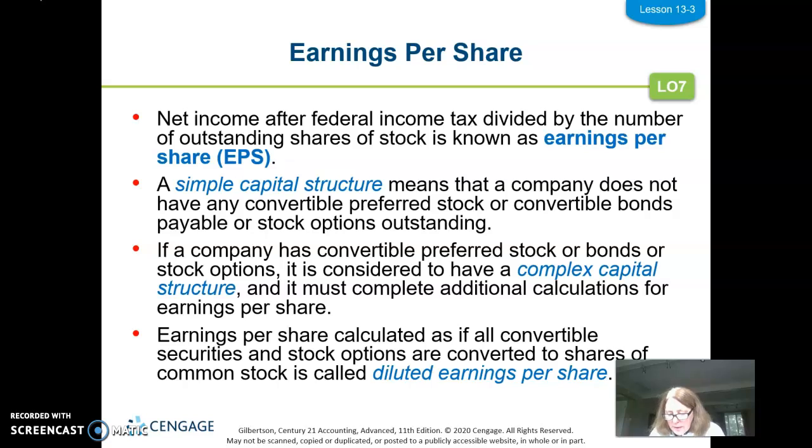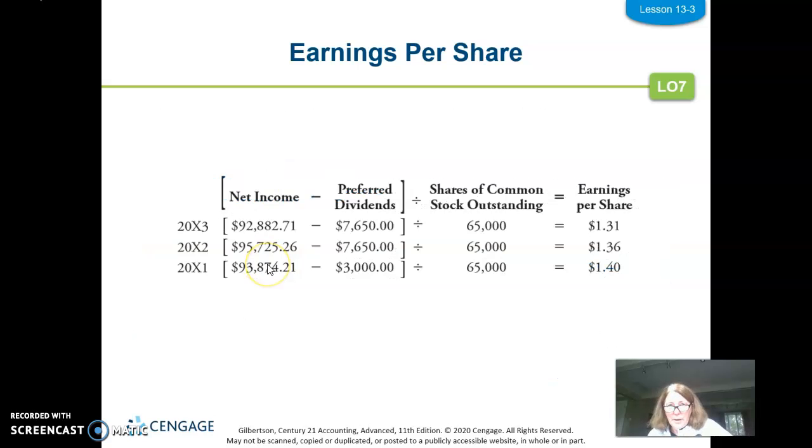For calculating diluted earnings per share, it assumes that all 5,000 shares of common stock have been issued. So their new calculation on earnings per share, it'd still be 92,882.71 minus 76.50, but it'd be divided by 70,000 shares, the 65,000 that are outstanding plus the assumed conversion of 5,000 more shares that would be outstanding, of 70,000. And if you did that, you would get $1.22.